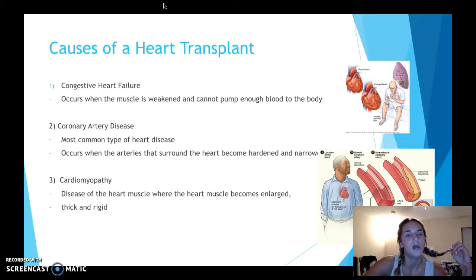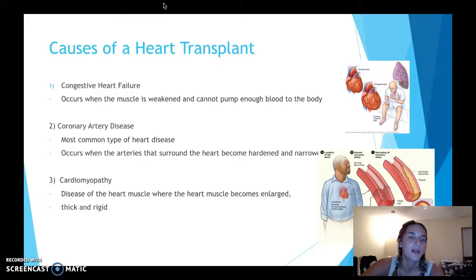Coronary artery disease is the most common type of heart disease. It occurs when the arteries that surround the heart become hardened and narrowed. Cholesterol and plaque can build up on the inner walls, which is known as arteriosclerosis, and that decreases blood flow to the heart as well. Coronary artery disease can weaken the heart muscle, and it can lead to heart failure also.